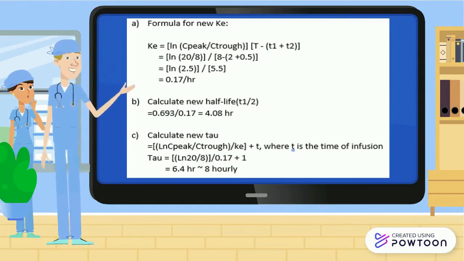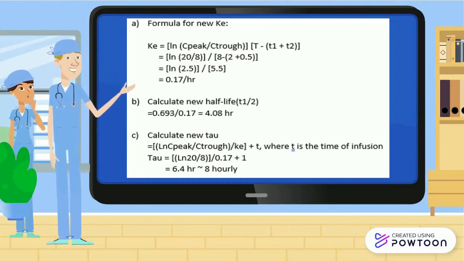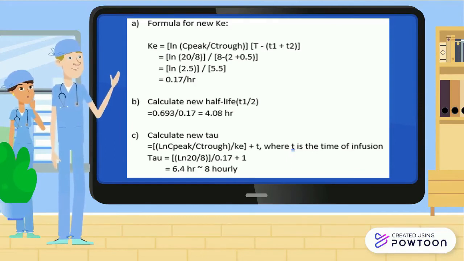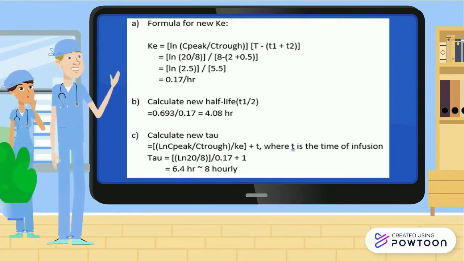Next, to calculate the new half-life, we use the formula 0.693 over the newly calculated KE, which is 0.17, and we get a new half-life of 4.08 hours. Next, to calculate the new tau, which is the time interval between the two dosing times, we get 6.4 hours, which is approximately closer to an 8 hourly regimen.